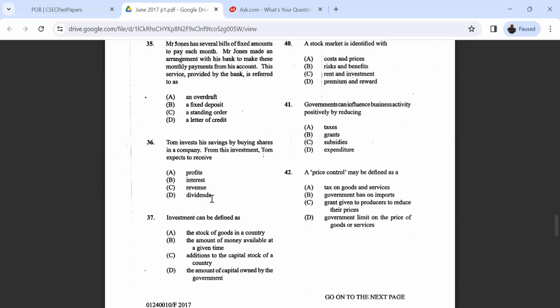Number 36. Tom invests his savings by buying shares in a company. From this investment, Tom expects to receive, when you own shares, you get paid something every year once the company does good, and depending on the type of shares you have. This is called what? I guess above is D. You're guessing skills on top. D. It's called dividends. All right, so you get paid in something called dividends. Good job.